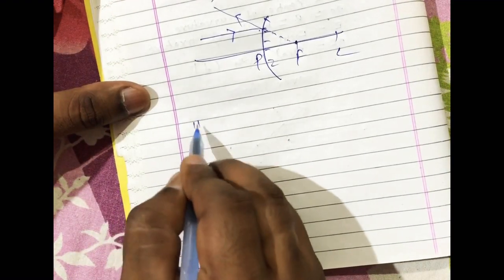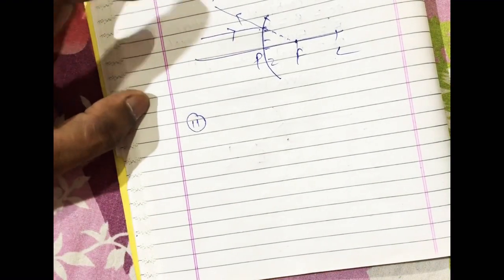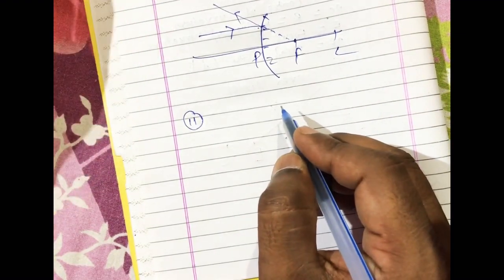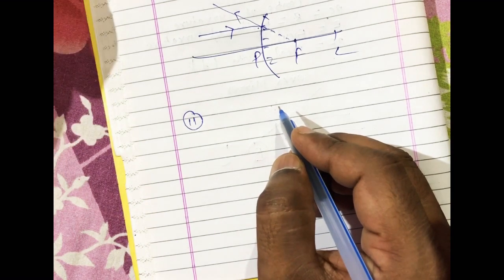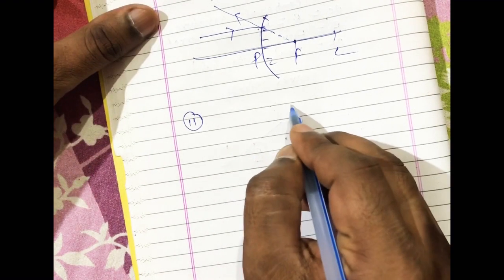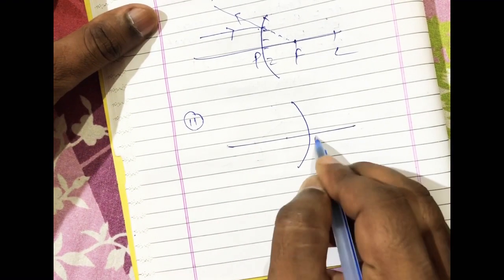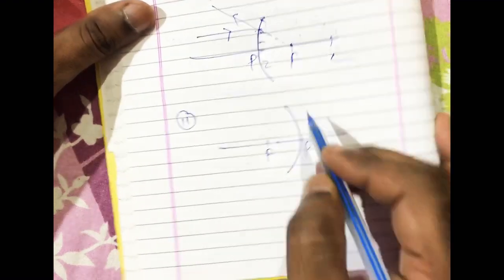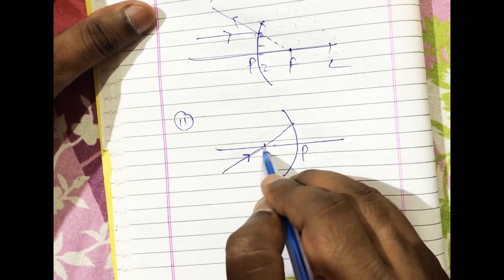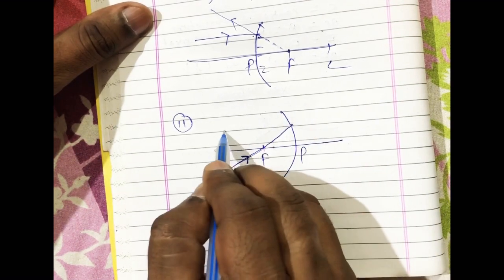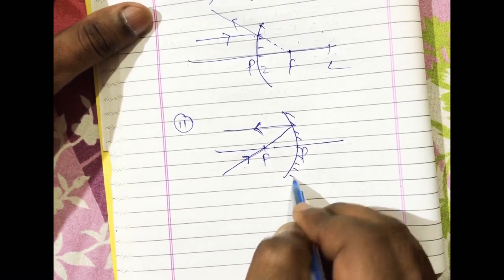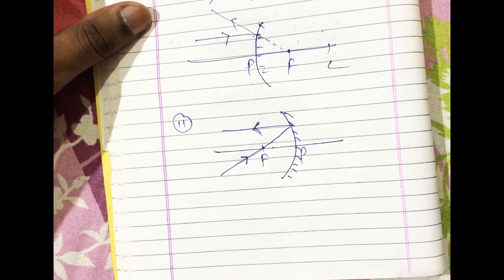Rule number 2 is opposite to rule number 1. In rule number 1, we know that if the incoming light is parallel to the principal axis, then after reflection it will pass through the focus. But in rule number 2, if the incoming light ray comes along the focus, that is, the incoming light ray is coming through the focus, then after reflection it will become parallel to the principal axis.